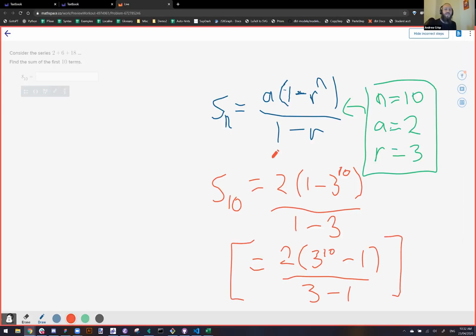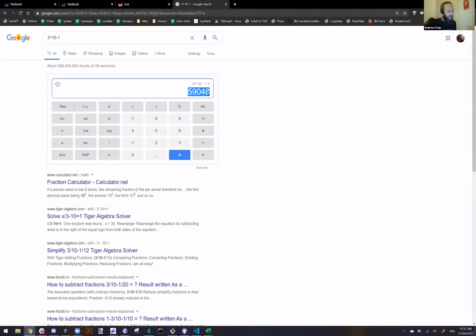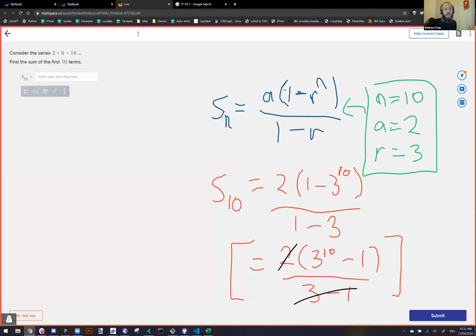Realistically speaking, once you get these numbers, you can just throw them in the calculator. There is some nice cancellation we can do here though, because 3 minus 1 is 2, so they cancel. So it's just 1 less than the 10th power of 3. Okay, let's open up old mate Google. 3 to the 10 minus 1. This one. Copy and paste. Awesome. Okay, so that's one of the more basic versions.